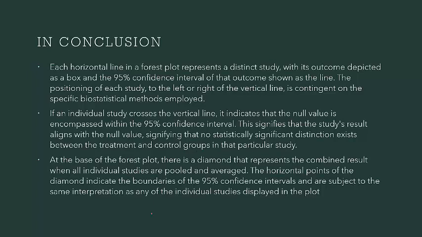At the base of the forest plot, there is a diamond that represents the combined result when all individual studies are pooled and averaged. The horizontal points of the diamond indicate the boundaries of the 95% confidence interval and are subject to the same interpretation as any of the individual studies displayed in the plot. It means if they are crossing the line of null effect, then they are not statistically significant.